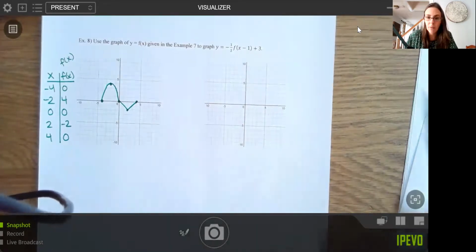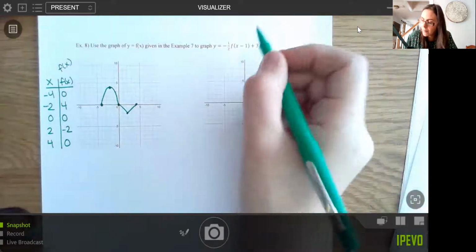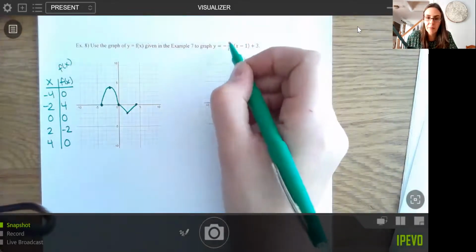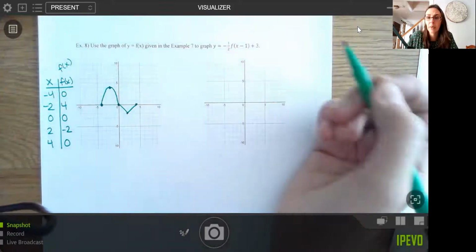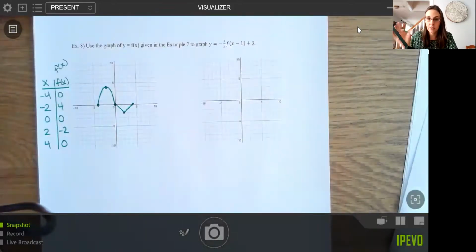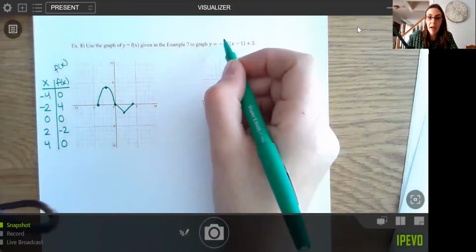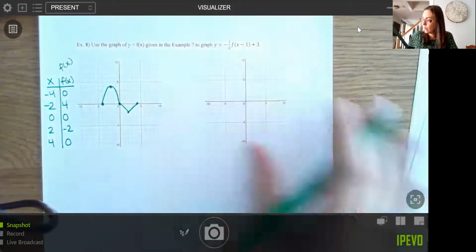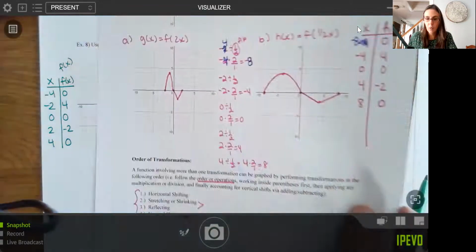Now I'm noticing a few things. I see a minus sign, -1. I see a -1/2. And I see a +3. I actually have 4 different transformations here because technically the negative and the 1/2 are 2 different things, but there's a lot going on. So if you remember the page before, here's the order that you're going to go in.